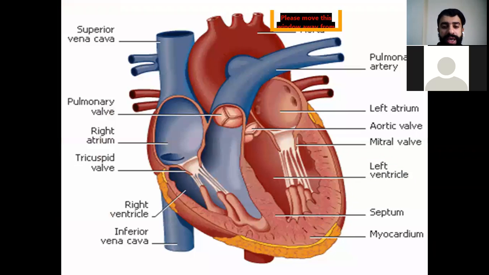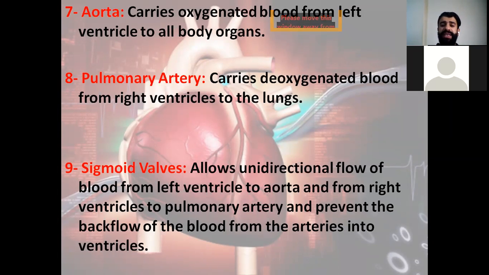Last one, we have something called the sigmoid valve. What is the role of the sigmoid valve? The sigmoid valve allows unidirectional flow of the blood from the left ventricle to the aorta and from the right ventricle to the pulmonary artery, and prevents the backflow from the arteries into the ventricles. I will repeat, the sigmoid valve allows unidirectional flow of the blood from the left ventricle to the aorta and from the right to the pulmonary artery.